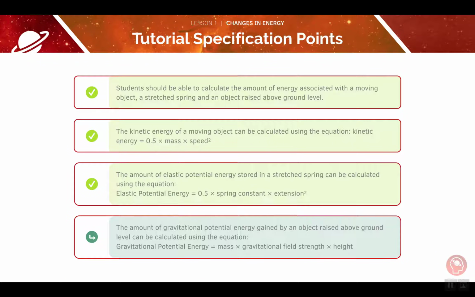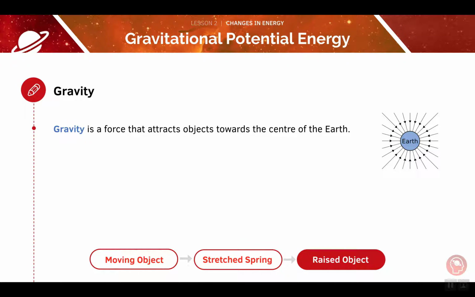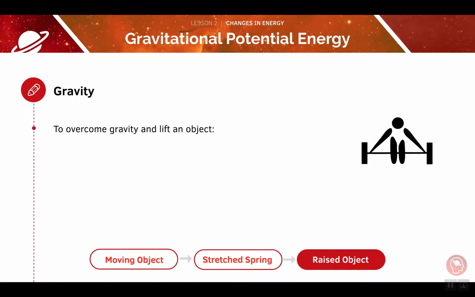Now that we've finished the first 3 bullet points, we're going to cover the last spec point for this tutorial, looking at gravitational potential energy. As shown here, gravity is the force that attracts objects towards the centre of the Earth. To overcome the force of gravity and lift an object up, we must do work. As shown here, this requires energy.